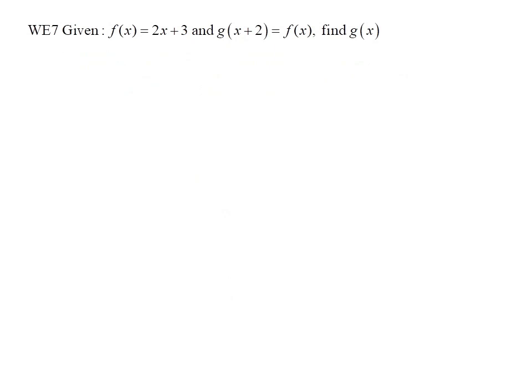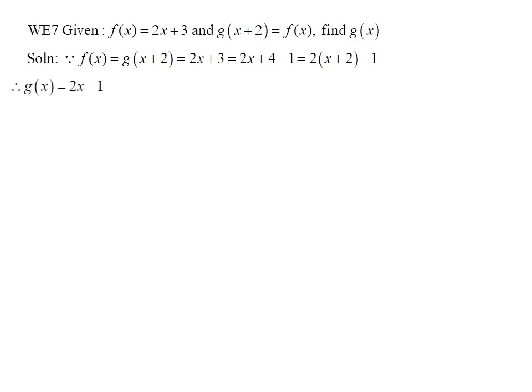Example 7 has two related functions. f(x) equals 2x plus 3, while g(x + 2) equals f(x). The question is to find the expression of g(x). Since f(x) equals g(x + 2), which equals 2x plus 3, here the expression 2x plus 3 can be changed to 2 times (x + 2) minus 1. Therefore, g(x + 2) equals 2 times (x + 2) minus 1, which is equivalent to g(x) equals 2x minus 1.